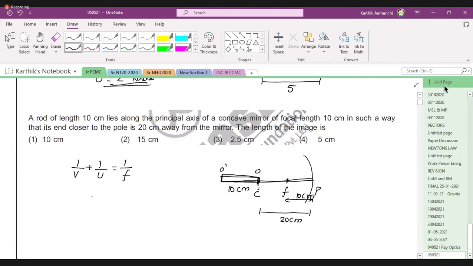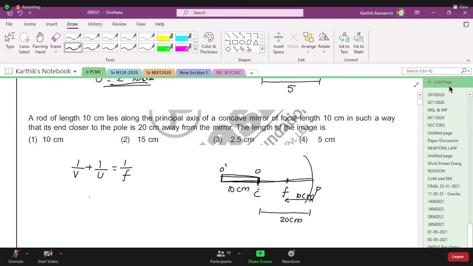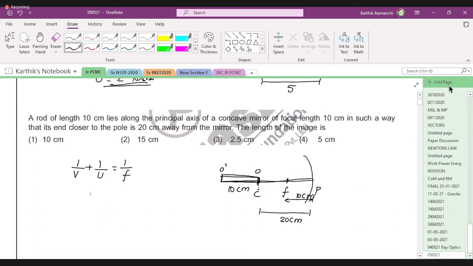Now, 15, sir. Minus 20. Now yes, 15. You will use your sign convention. U is minus 30 centimeters. F is minus 10 centimeters. Now calculate 1 by V plus 1 by minus 15.